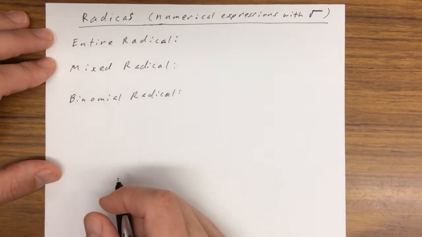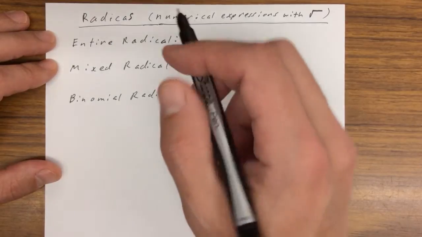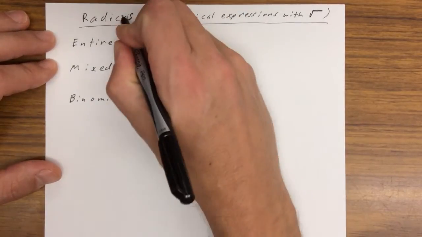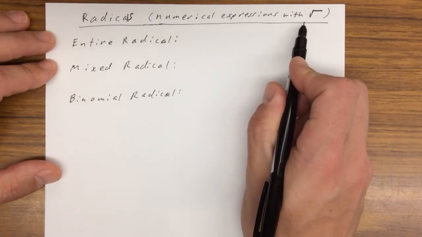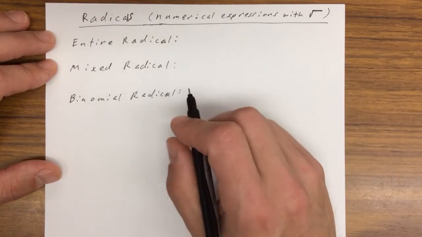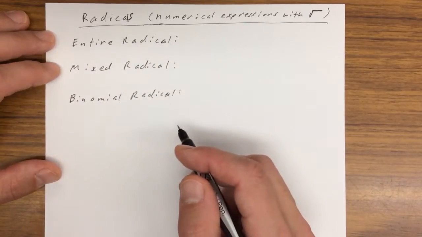Okay, in this video we're going to talk about radicals. Now in mathematics, radicals are basically just numerical expressions with a square root in them. Okay, so there are different types of expressions like this.